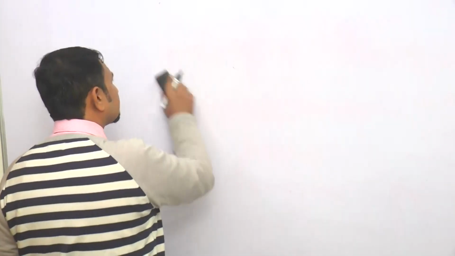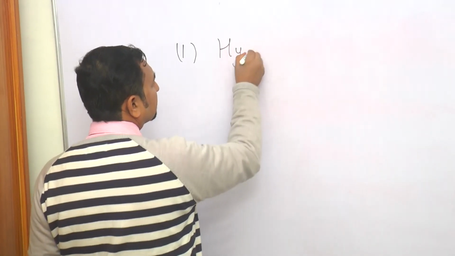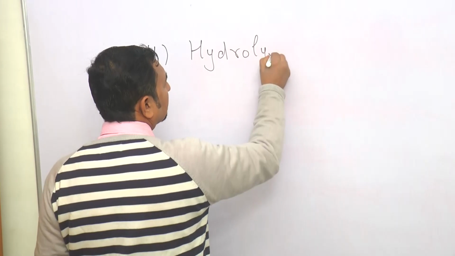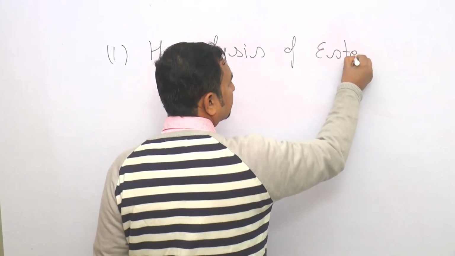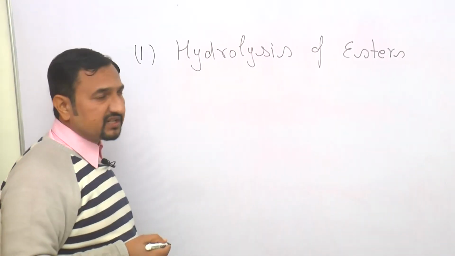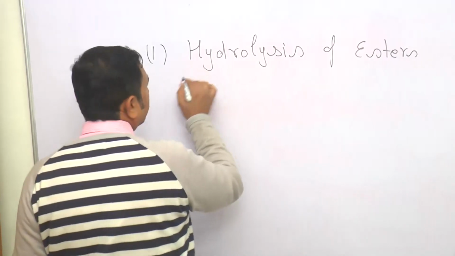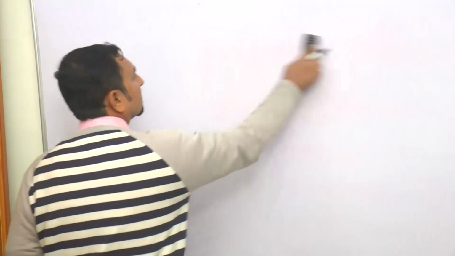There are two examples given in your NCERT book. First example is hydrolysis of esters, and another example in the NCERT book is inversion of cane sugar. Let us discuss hydrolysis of esters first.